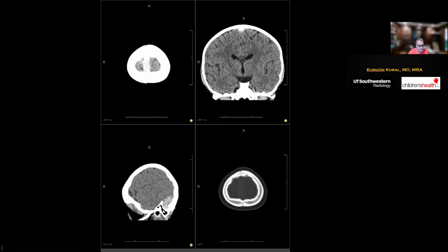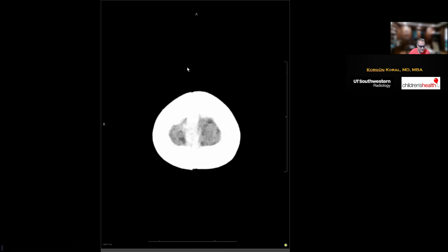Hello, in this presentation, I'm going to share a few examples of dural sinus thrombosis in children. These are cases we saw in the last couple of months. The first case is a 6-year-old child with Hodgkin's disease who presented with altered mental status and hyponatremia, and we did the non-contrast head CT. Let's look at the axial images.